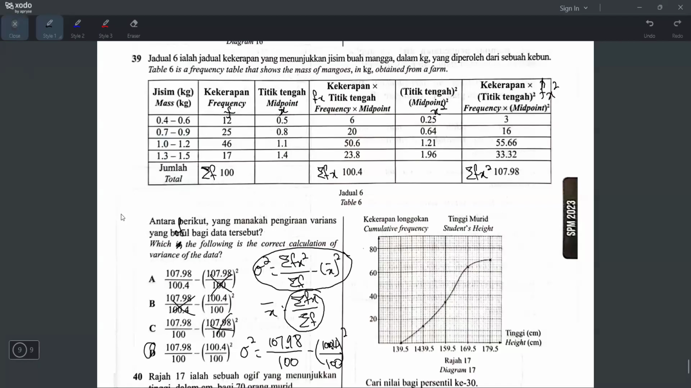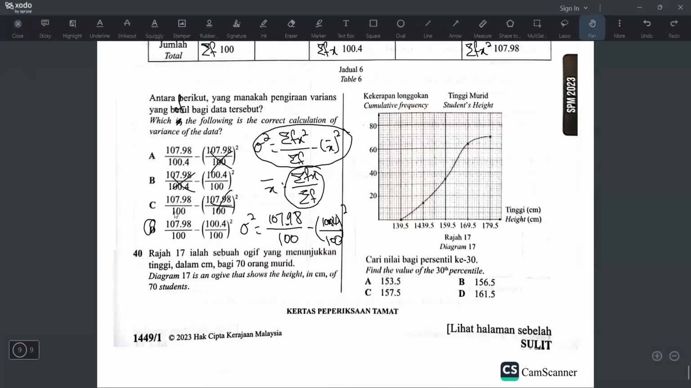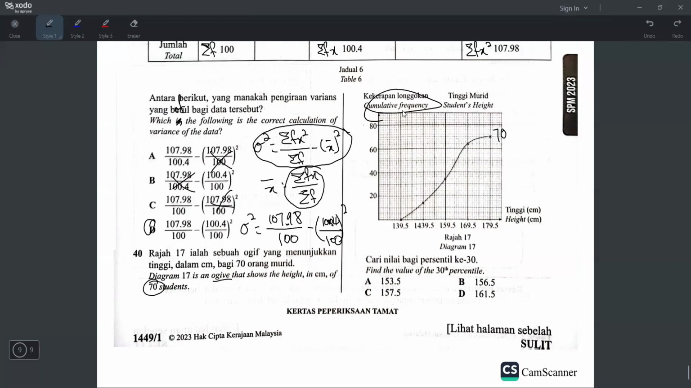Okay, done. All right, finally, we are at the last question, number 40. So let's finish it. Number 40, diagram 17 is an ogive that shows the height in cm of 70 students. Okay, there's no information here. Yeah, the 70 I can see from here also. So the highest here is 70, because this is cumulative. So the total frequency is 70.